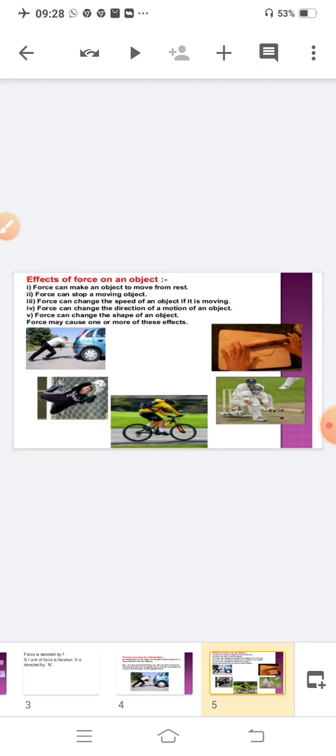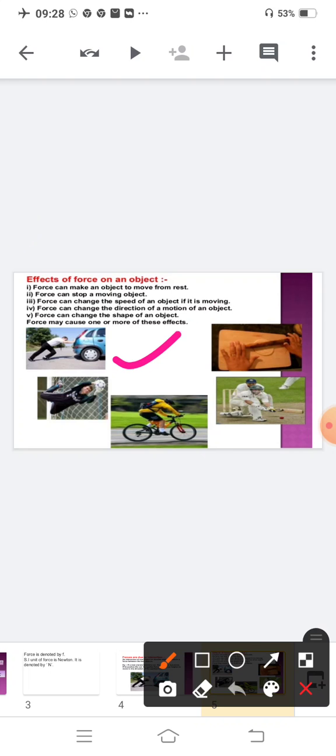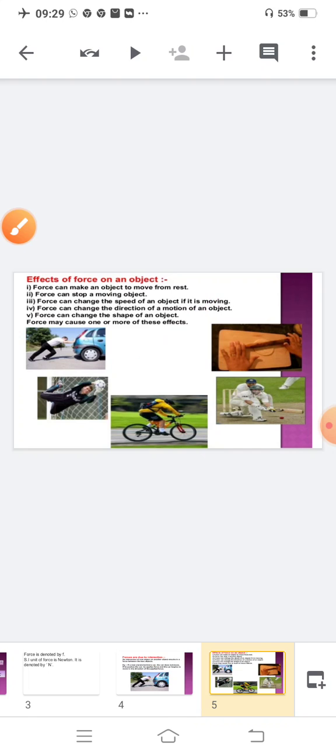The third, force can change the speed of an object if it is moving. See the third image. In this, a boy is bicycling, but when he applies more force, the speed of that bicycle will change. So with this we can say that force can change the speed of an object if it is moving.